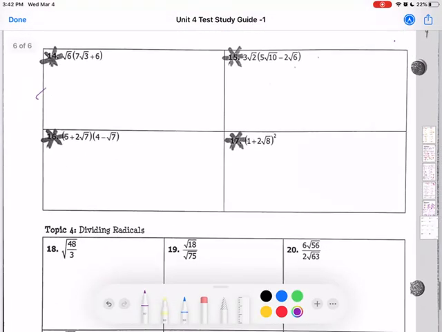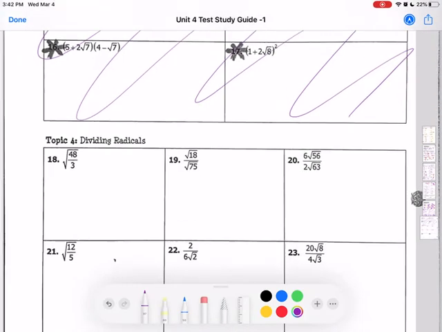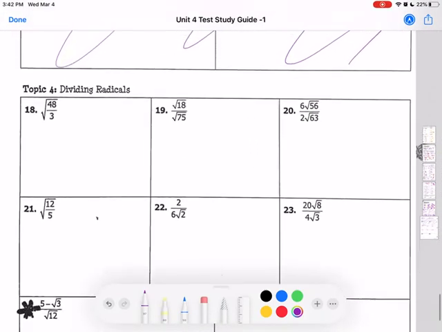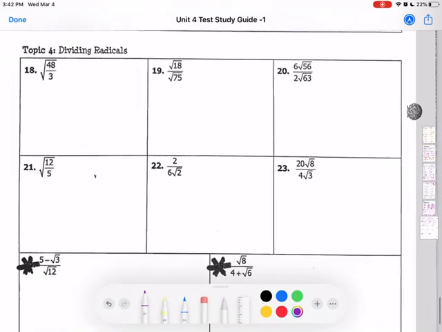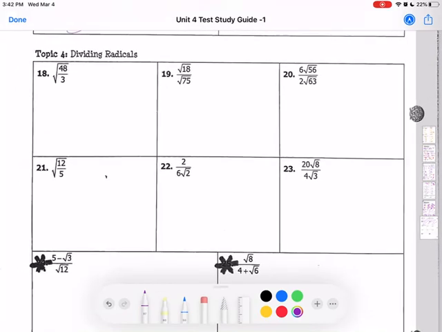All right, on the back, we're going to skip this top section. We didn't cover that. And we're going to finish off with the dividing radicals. So for this first one, I have the square root of 48 over 3, which means I'm taking the square root of 48 over the square root of 3.